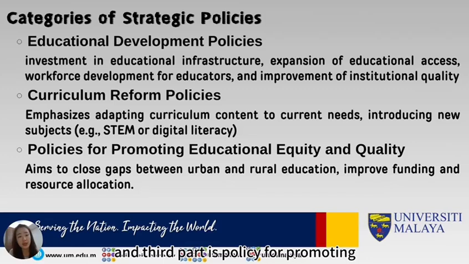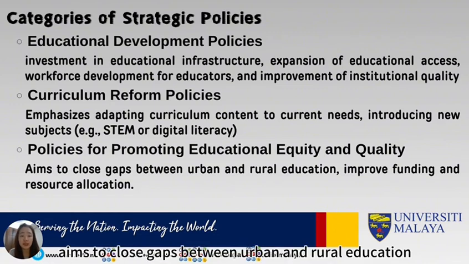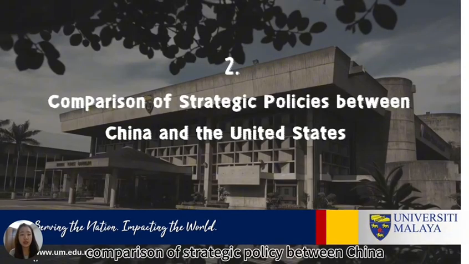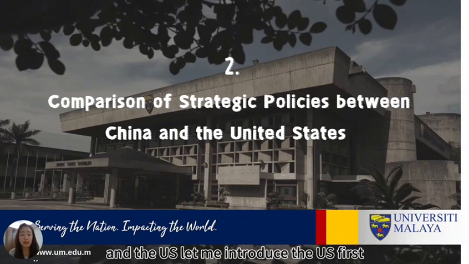And third part is policy for promoting education equity and quality, which aims to close gaps between urban and rural education, and improve funding and resource allocation. So let's move to the next part. Comparison of strategic policy between China and the US. Let me introduce the US first.